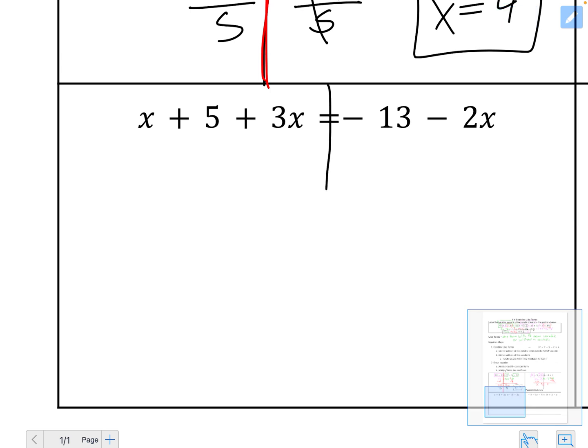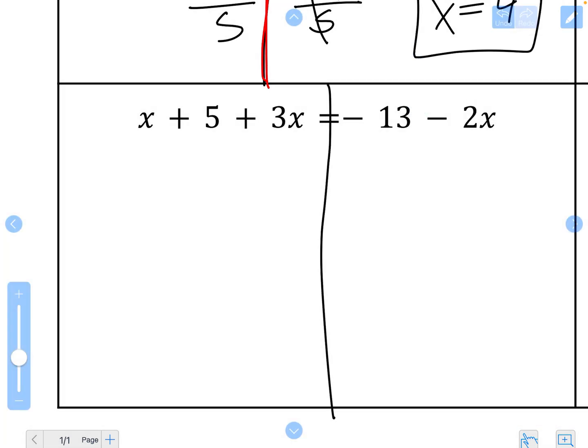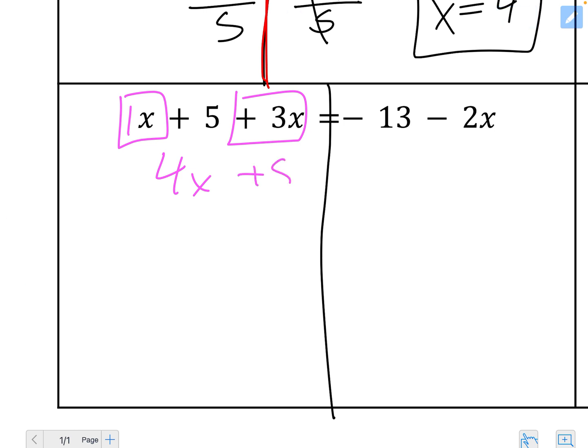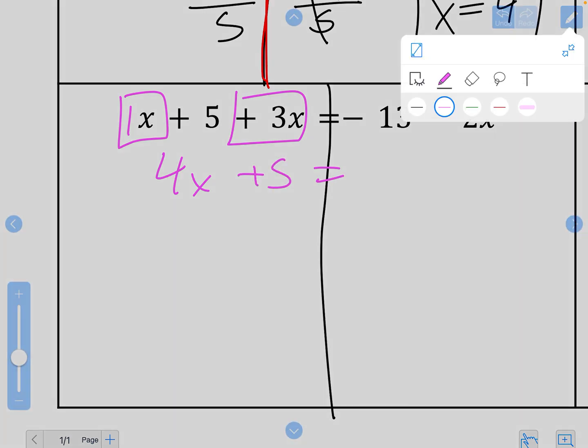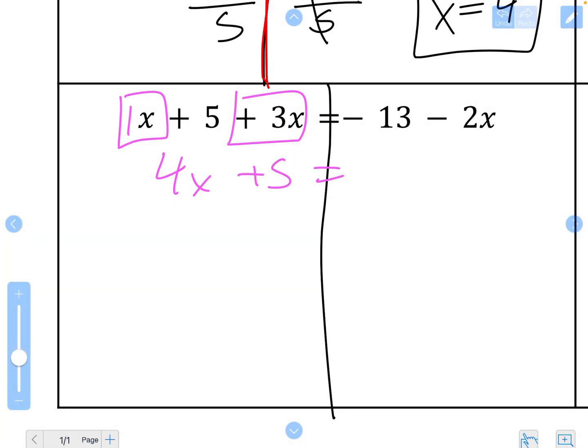All right, again, we draw that line on our equal sign. So I've got like terms on this side. I've got a 1x and a 3x. So 1 plus 3 becomes 4x. And I bring down my plus 5. We look at the other side. None of them are like terms, so we're just going to write it down as it looks.